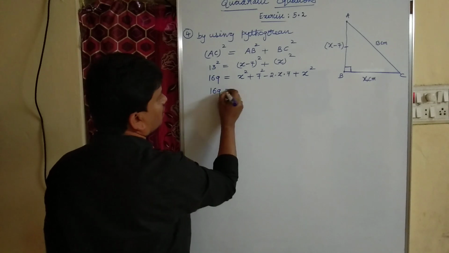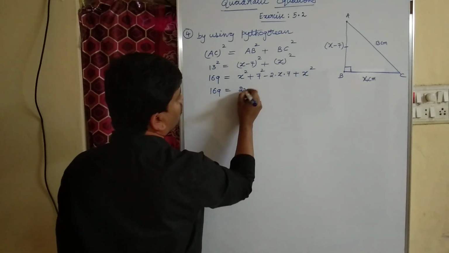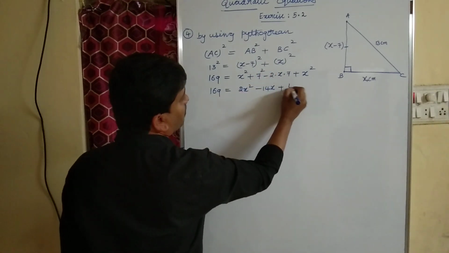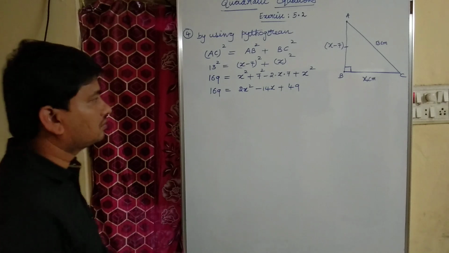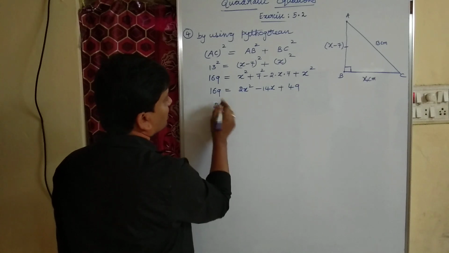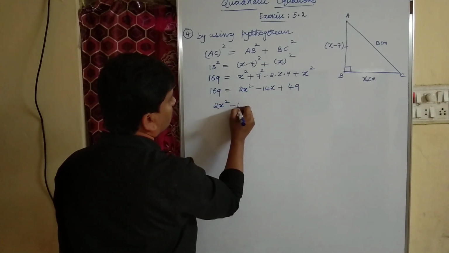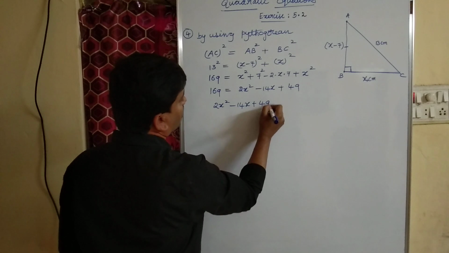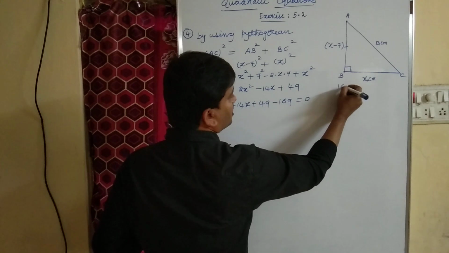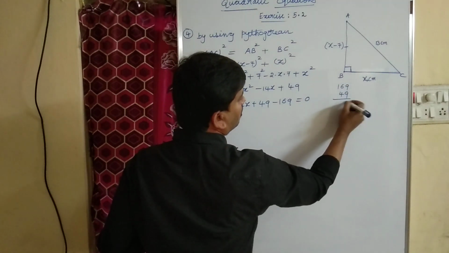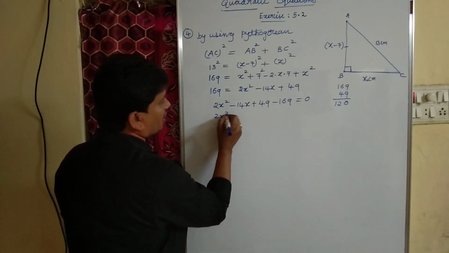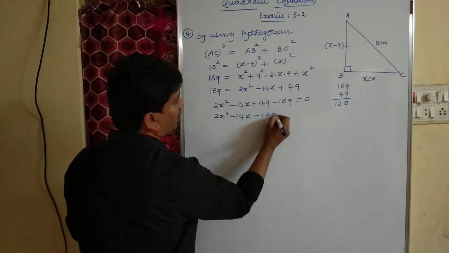So 169 equal to x square plus x square, 2x square. 2 into 7, 2 7s are 14, plus 7 square means 49. Plus 49, you transpose 169, 2x square minus 14x plus 49 minus 169 equal to 0. I mean from 169 you subtract 49. How much you will get? 120. So that is 2x square minus 14x minus 120 equal to 0.